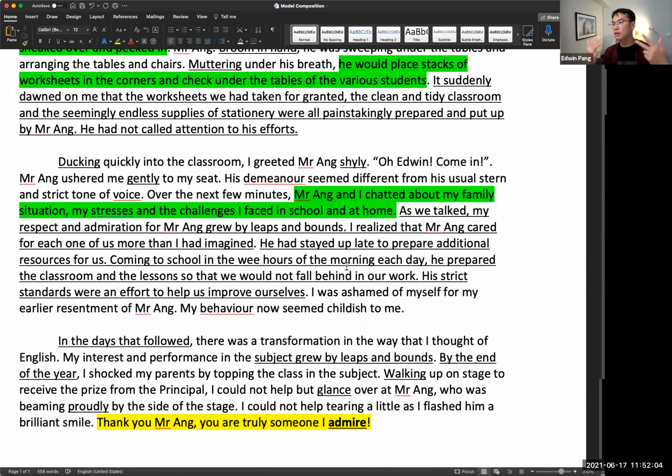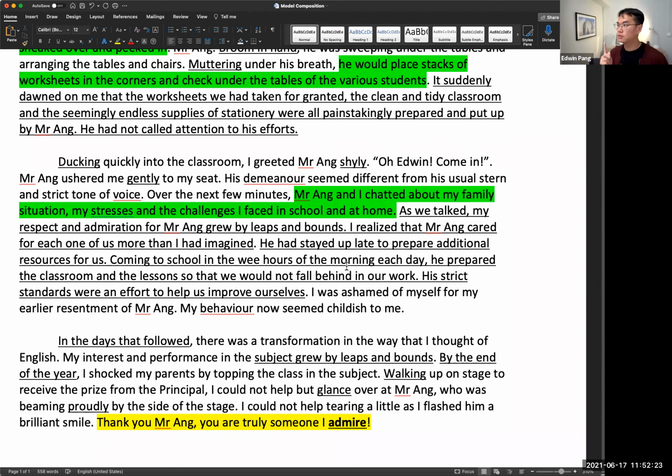Okay, then, and to end off everything, I just say that, at the end of the day, because of his specialness, because I respect him so much, I do well in the subject. And then because I do well in the subject, I thank him for it, right? Why? Because I admire him. And you'll see the flow of the story is actually quite simple.